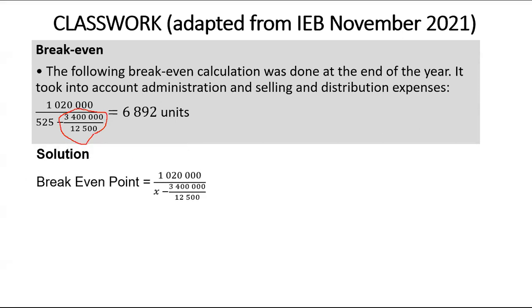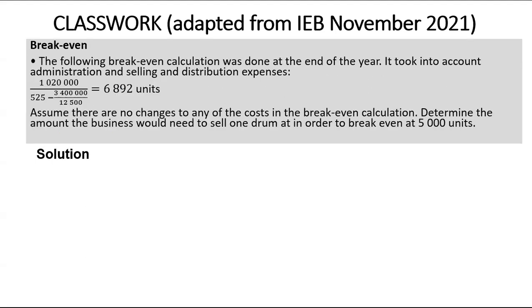Here is the question. Okay. I don't know why I didn't write the question here. But the question was asking if everything remains constant. If everything remains constant and your break-even point is 5,000 units, I just had to include that. It says that assume that there are no changes to any of the costs in the break-even calculation.